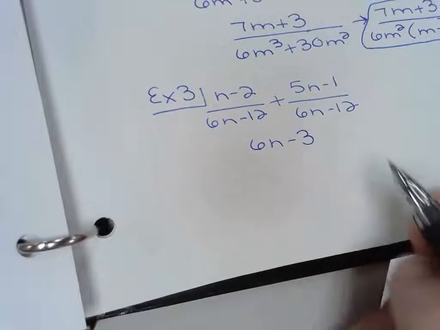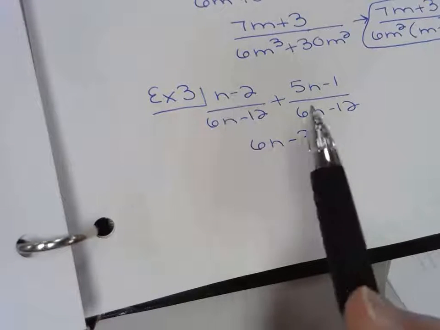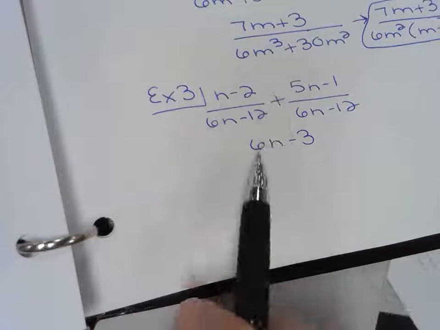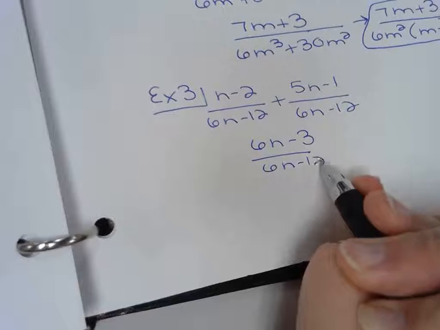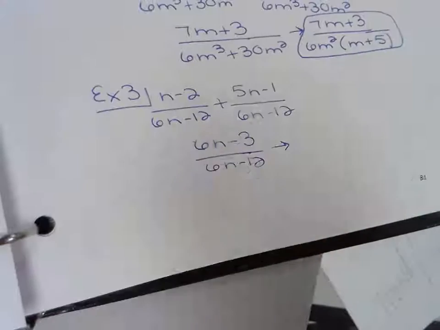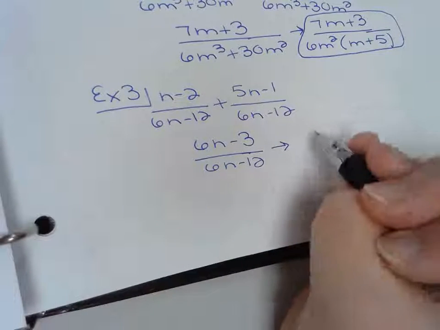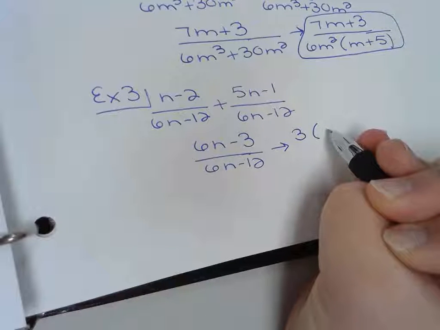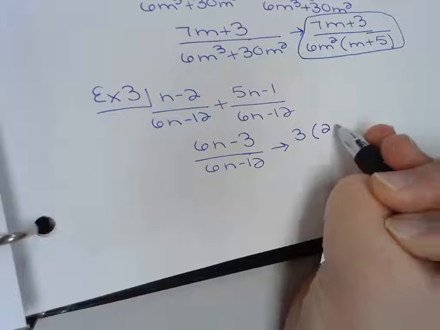6n minus 3. So don't make this harder. This is why we practice the distributing and stuff. Even though we're not necessarily distributing, we'll do that tomorrow. We're still kind of combining like terms on top. So 6n minus 3 over 6n minus 12. Make sure, like we did previously, to factor to make sure nothing simplifies. What can I factor on the numerator? If I take out a 3, I have a 2n minus 1.